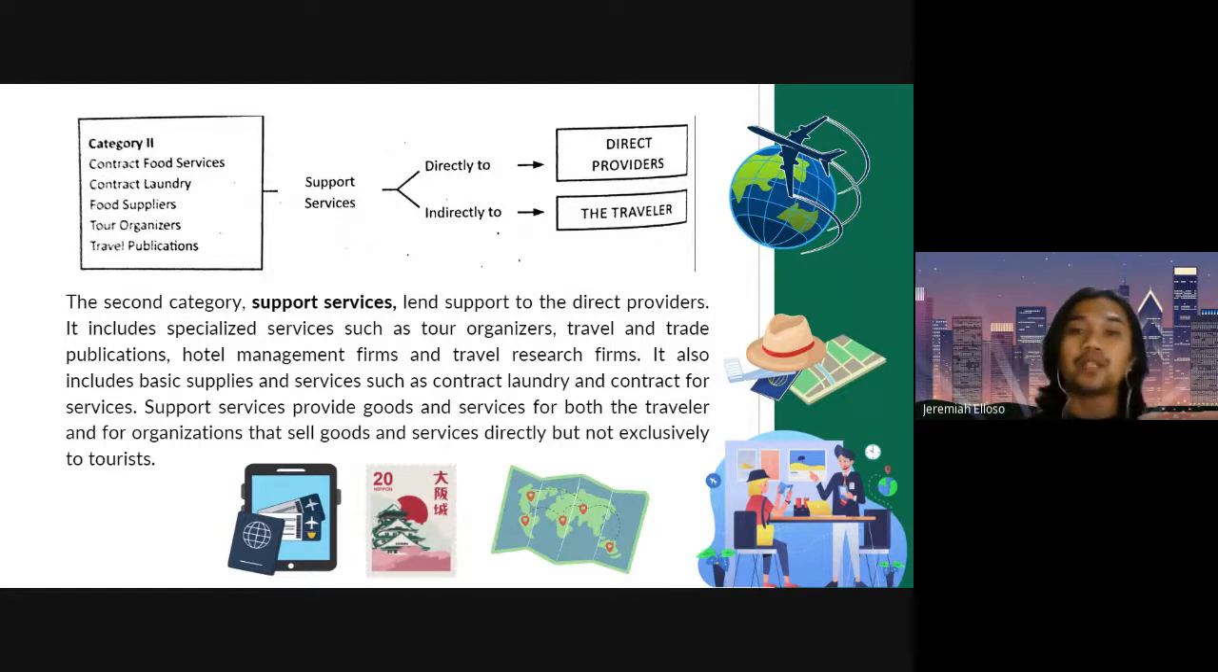If you look into the paradigm or the diagram, the support services, or the businesses that I have mentioned, could have direct or indirect contact with the direct providers and also the travelers, meaning to say that the travelers may go directly to these providers, or sometimes there is a mediator or middleman who would assist the travelers in the provision of these services.